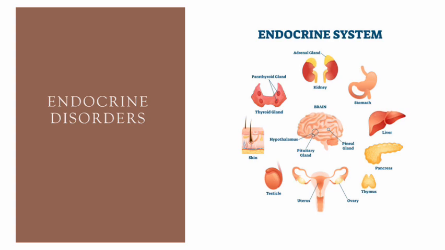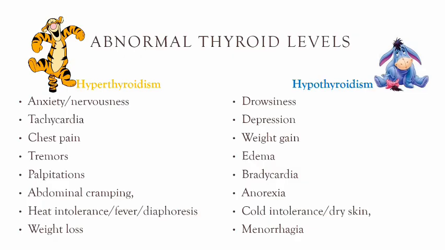So now we're going to move on to our other endocrine disorders. We'll start with the endocrine gland, the thyroid. When we think about thyroid levels, we need to look at things that are different than our normal thyroid levels. So you can have hyperthyroidism or increased thyroid, which is Tigger. He's orange, which means it's a warmer color. It's hot, so it means they're always hot and sweating and maybe even have diaphoresis. They can have a fever and things like abdominal cramping.